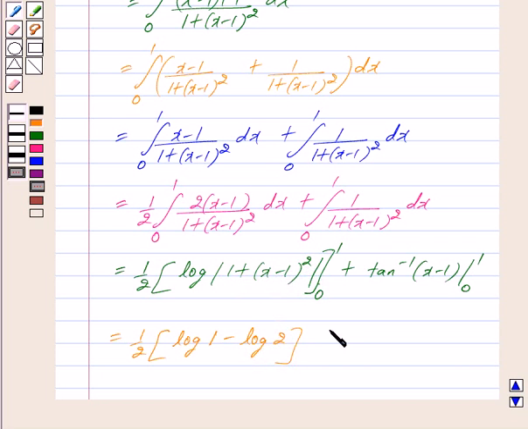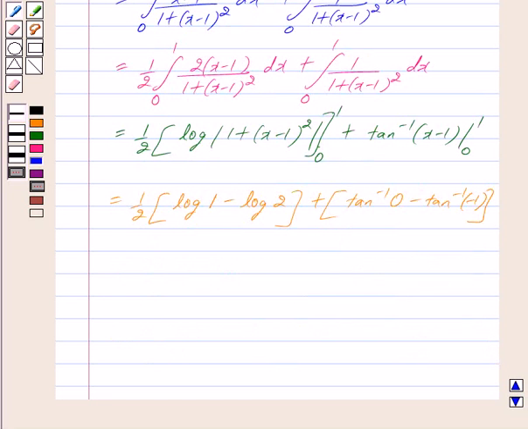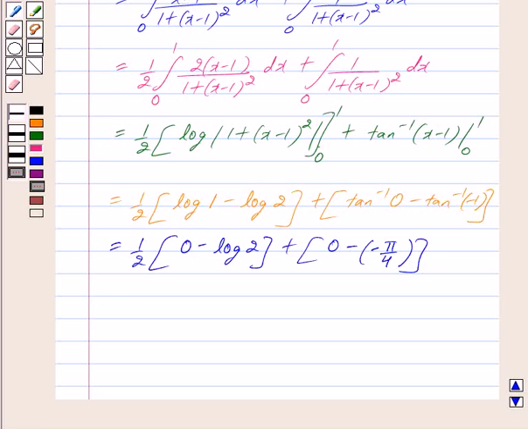So we get log 2 plus, here again putting the limits we get tan inverse 0 minus tan inverse minus 1. Because the upper limit here is 1, so putting 1 in place of x we get tan inverse 1 minus 1, that is 0. So we get tan inverse 0 minus, putting lower limit 0 we get tan inverse 0 minus 1, that is tan inverse minus 1. And this is equal to 1 by 2 into, now log 1 is 0, so we get 0 minus log 2 plus, tan inverse 0 is 0, so we get 0 minus tan inverse minus 1 is minus pi by 4. So we get I2 is equal to minus 1 by 2 into log 2 plus pi by 4.